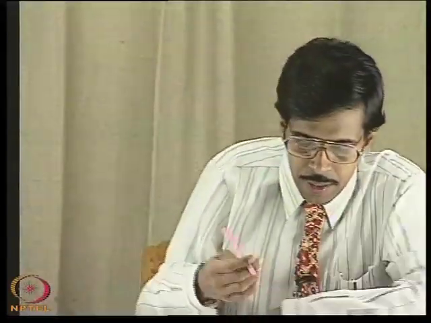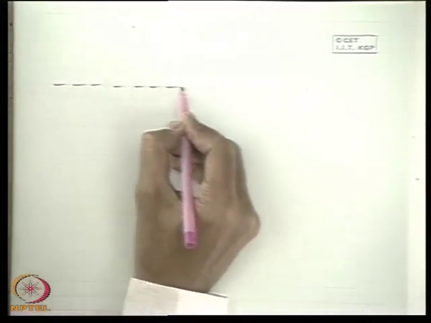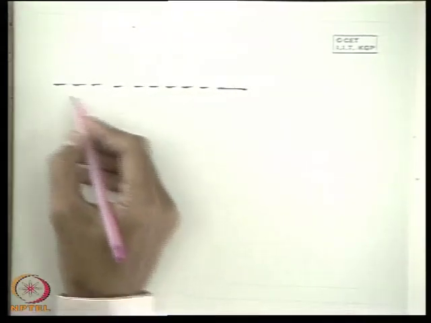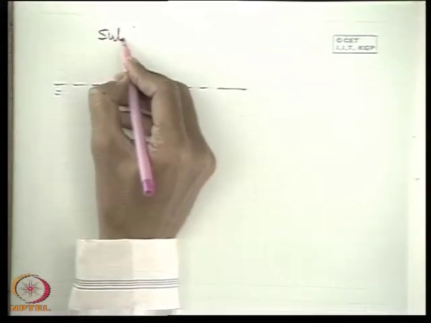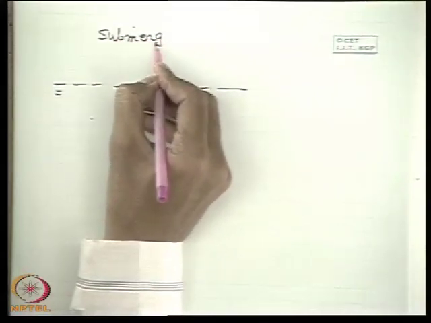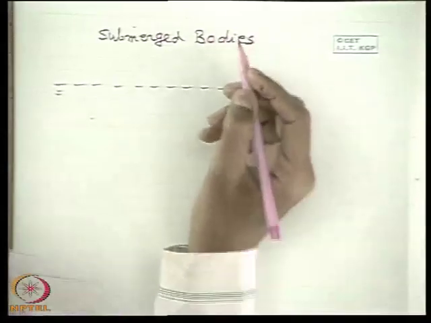But whether a small angular displacement allows the body to come back to its original position or not is referred to as angular stability, or in general, stable, unstable and neutral equilibrium. So let us now see that, let this be the free surface of the liquid. Now let us consider first submerged bodies.